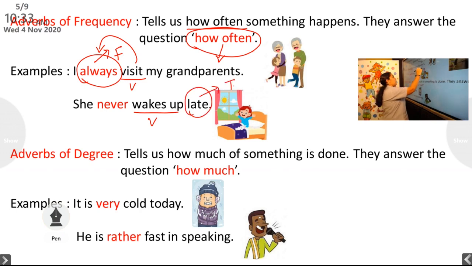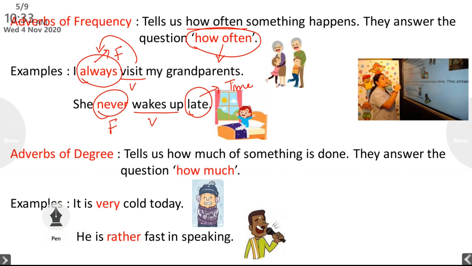This is actually an adverb of time, and here never is an adverb of frequency. So children, always remember, don't think that in one sentence only one adverb will be there. More than one adverb can be there in one sentence. In this particular example, two adverbs are there.